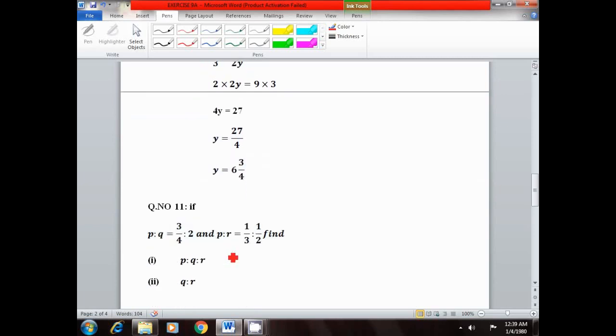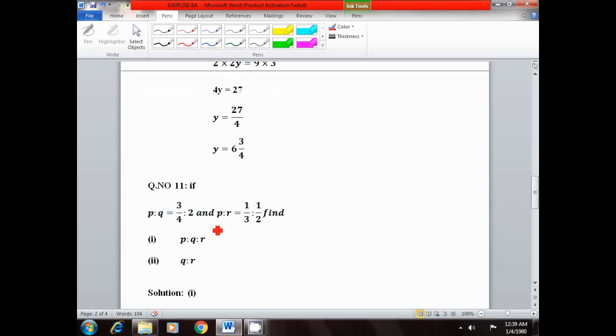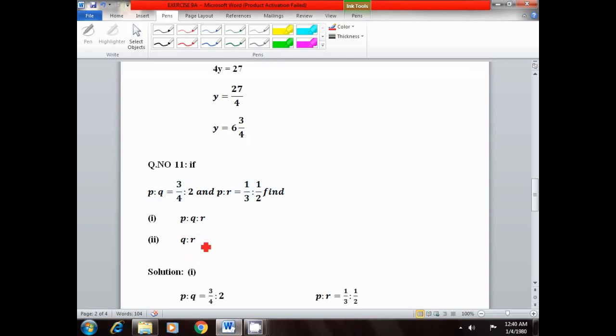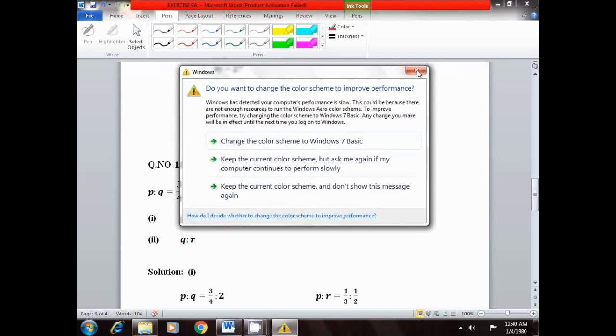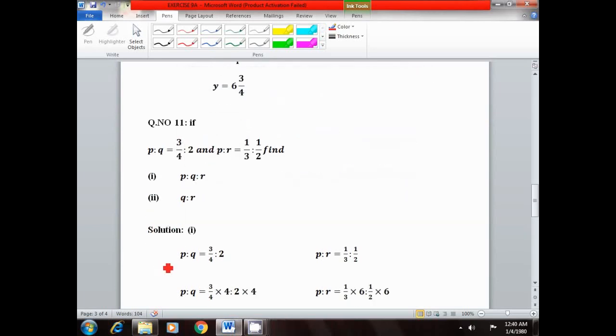Question number 11 from this exercise 9a. If p ratio q equals 3 divided by 4 ratio 2, and p ratio r equals 1 divided by 3 ratio 1 divided by 2, then find p ratio q ratio r, and in the second part we have to find q ratio r. So let's find the first part, p ratio q ratio r.